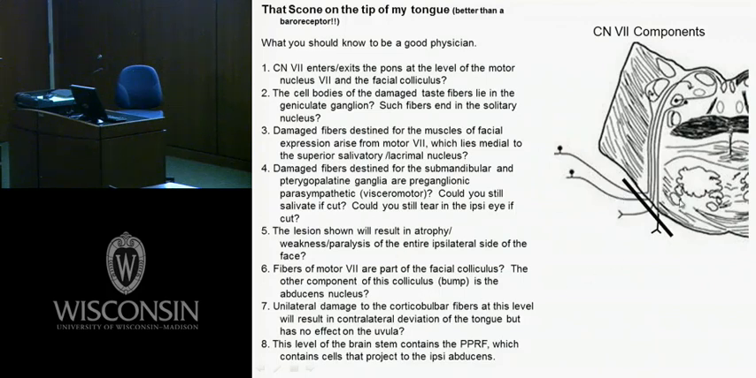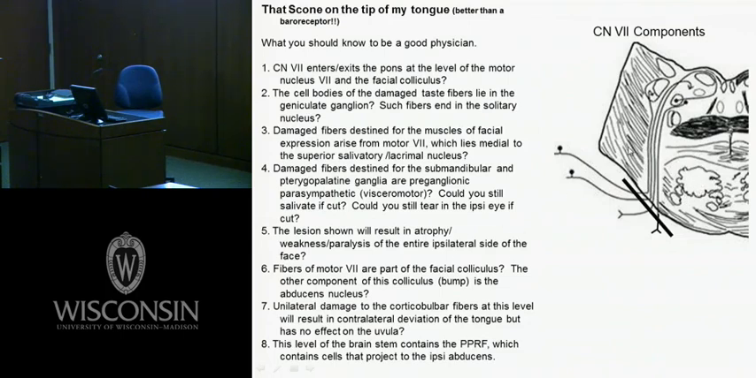Let's see here. Oh, unilateral damage. Let me do this one. Where are you, pointer? Unilateral damage to corticobulbar fibers at this level. Can you see motor 7? Boom. Corticobulbars are in here. Corticospinals are in here. Can you see motor 7? Yes. Corticobulbar, corticopontine, corticospinal. Can you see motor 7? Yeah. That means there are no corticobulbars down here going to there.